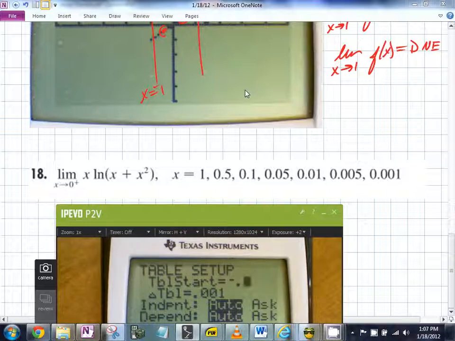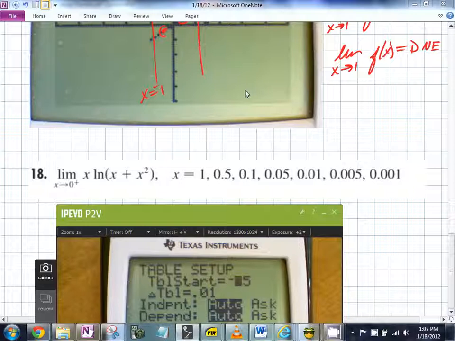Oh, and we're supposed to go from the right. I'm sorry. So what should we start at? But can the delta be negative? Do you understand what I'm saying? Can the delta be negative? I mean, logically it can. Let's just try it. Let's start at 0.5, and let's make it negative 0.01 and see what happens.